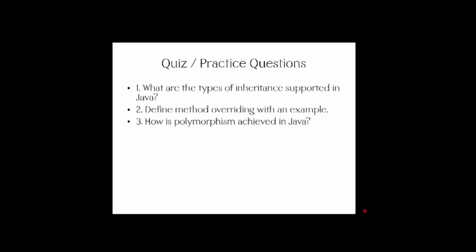The first one is, what are the types of inheritance supported in Java. And the second one is, define method overriding with an example. And the third one is, how is polymorphism achieved in Java. This is the last slide, and we have completed inheritance and polymorphism, and in that method overriding and method overloading, and also polymorphism types and inheritance types.